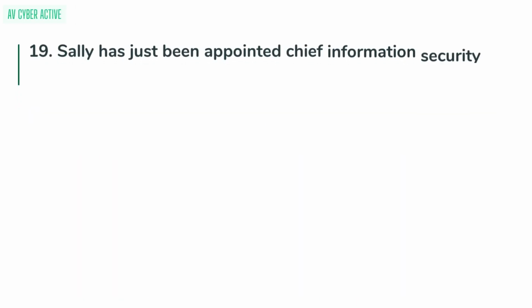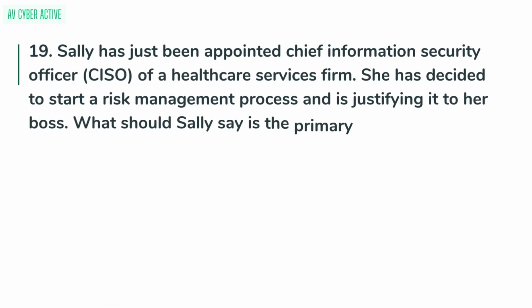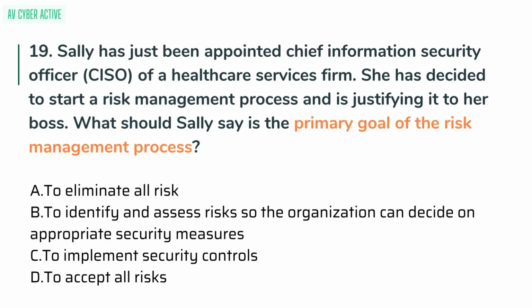19. Sally has just been appointed Chief Information Security Officer, CISO, of a healthcare services firm. She has decided to start a risk management process and is justifying it to her boss. What should Sally say is the primary goal of the risk management process? A. To eliminate all risk. B. To identify and assess risks so the organization can decide on appropriate security measures. C. To implement security controls. D. To accept all risks.